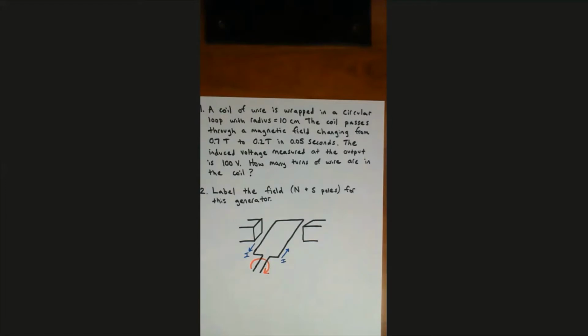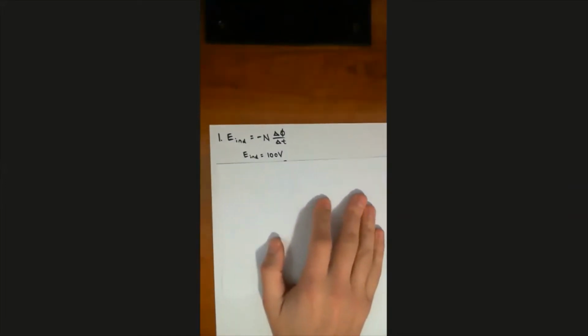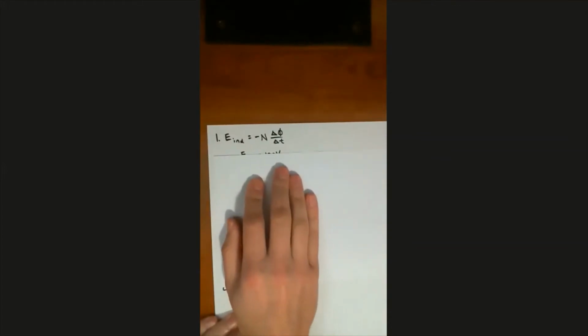So we have only one equation that talks about the relationship between the size of the coil of wire, the change in the magnetic field, the change in time, the induced voltage, and the turns of wire. We only have one equation that could possibly be relevant here, and that is Faraday's law. So I'm going to switch over. We've got Faraday's law, and our equation for Faraday's law is this.